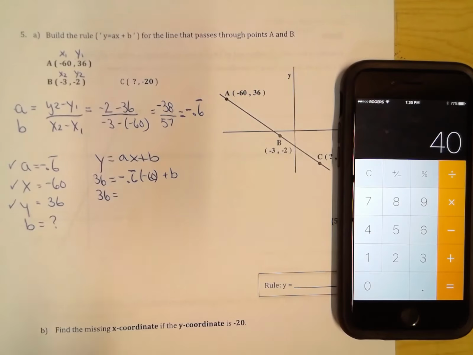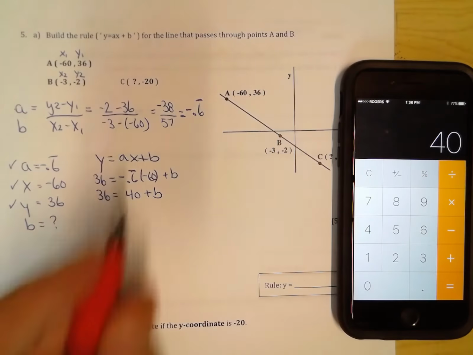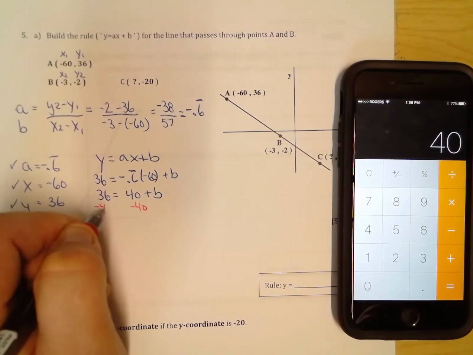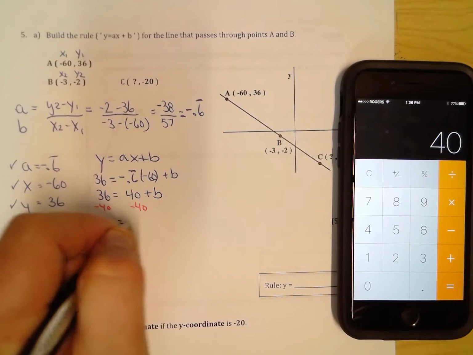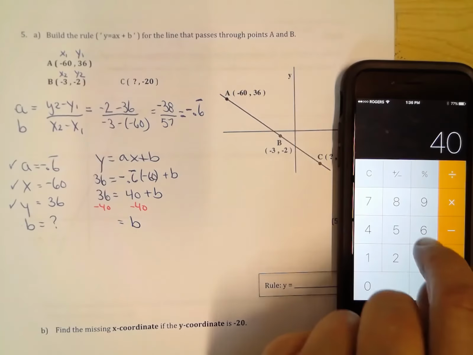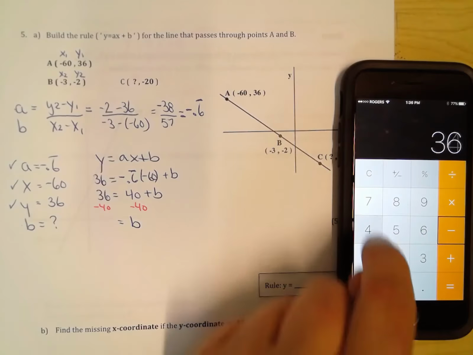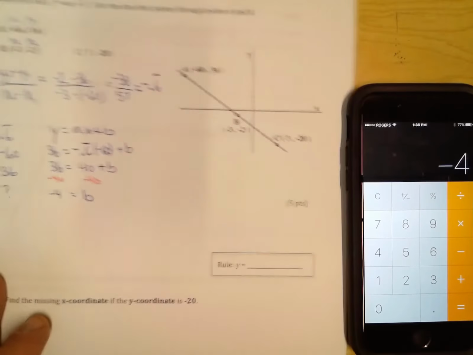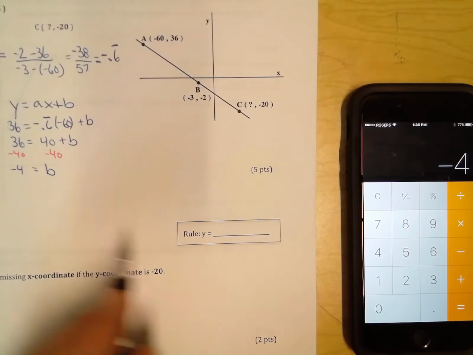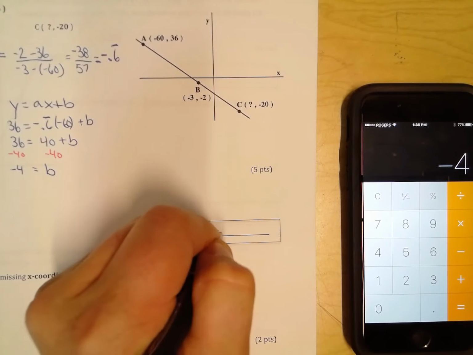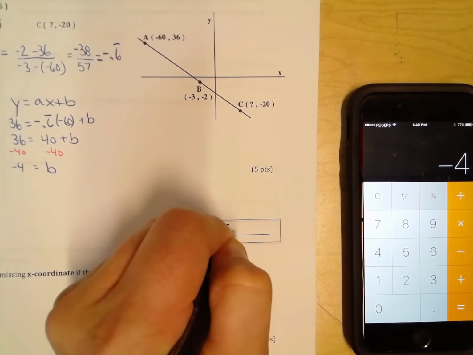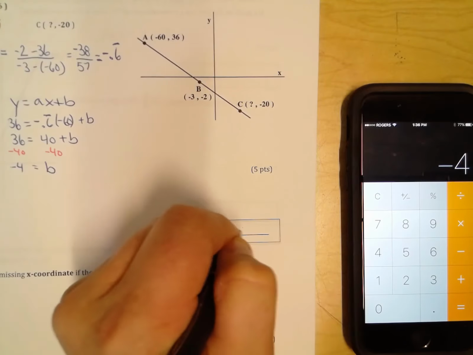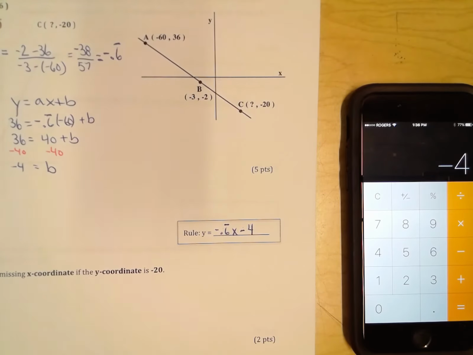And that will give me a positive 40 plus b. And now, of course, I'm going to do the subtraction here to get rid of that 40. And I have to show that on both sides, which will leave me with my b, which is what I'm looking for. And I'm going to go 36 minus 40, which is negative 4. And now I have the rule of my line. I have the a, I have the b. So the a we know is negative 0.6 repeating x minus 4 for the b.